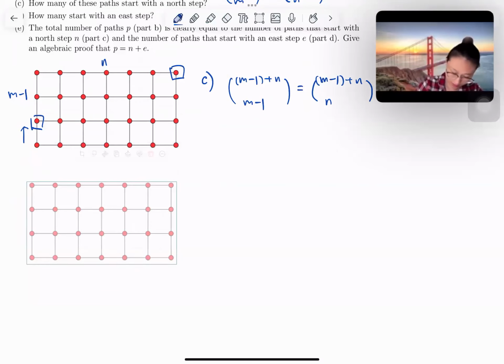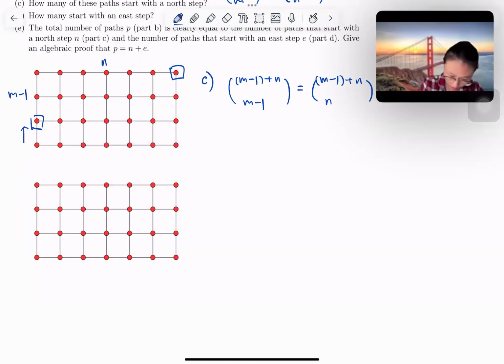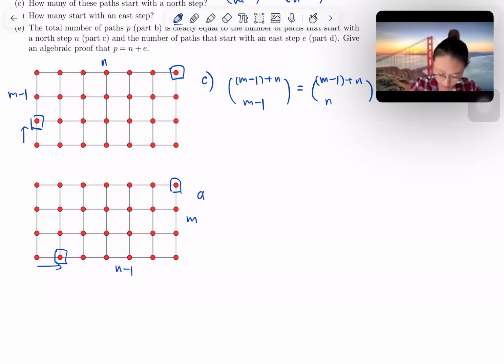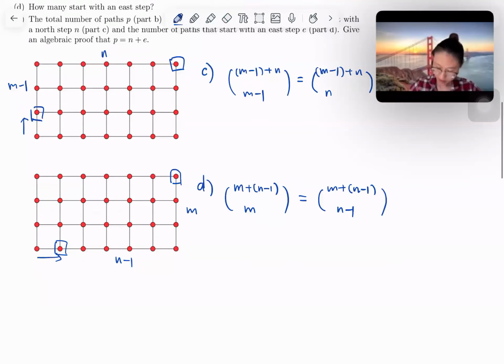Then the other situation: first go with an east step. We will reach this node, and similarly to the previous case, now we have n up steps and n minus 1 steps to go right. So it becomes choose n from n plus n minus 1, the total steps, which is equal to choose the steps going right, n minus 1, from the total steps, n plus n minus 1.